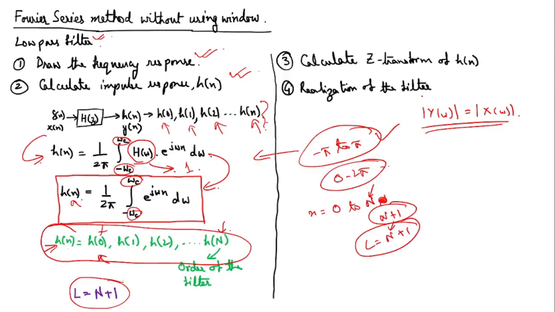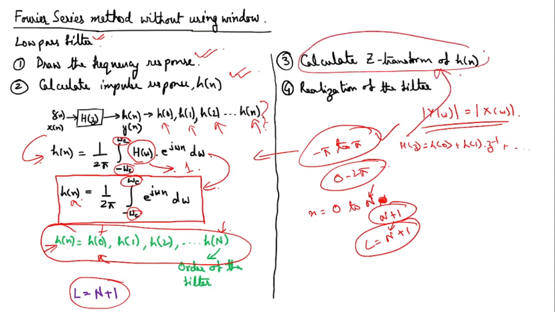Okay, now after we have got these values, we have discussed how we can compute the transfer function of the system, right? We have already discussed how we can compute it. H of z is equal to h of 0 plus h of 1 into z to the power minus 1, and so on, right? So we will be calculating the z transform, that is the transfer function of the system, and lastly we will be going for the realization of the filter.